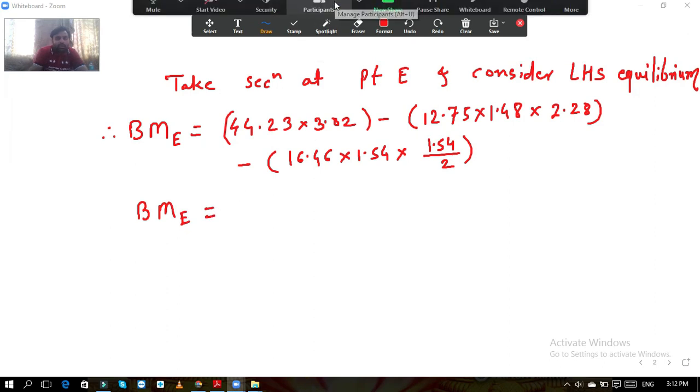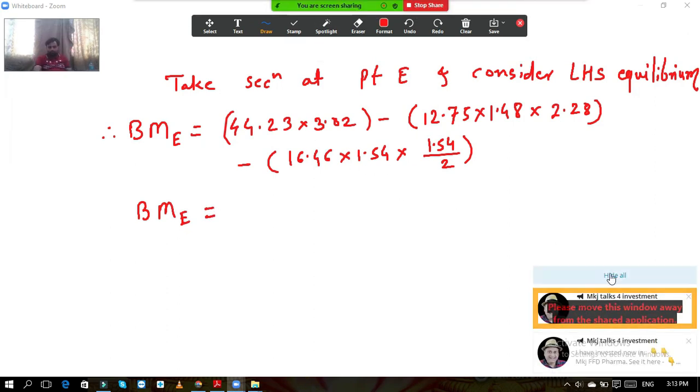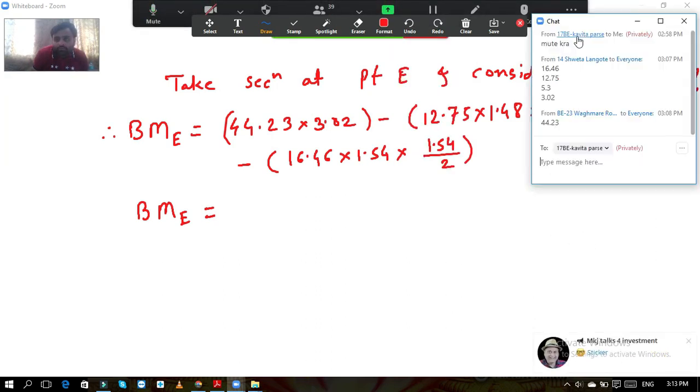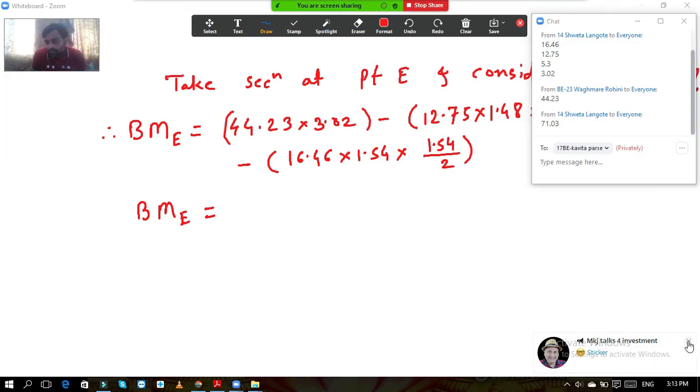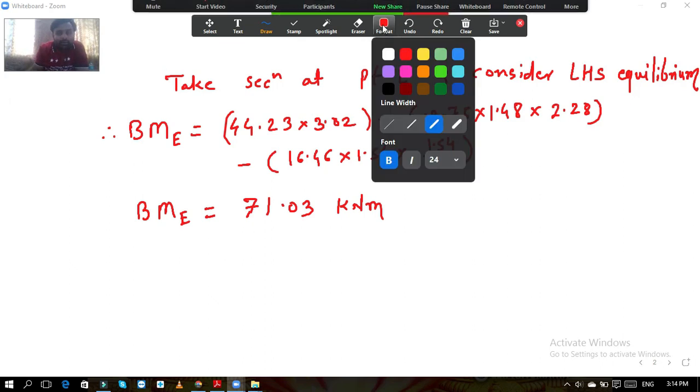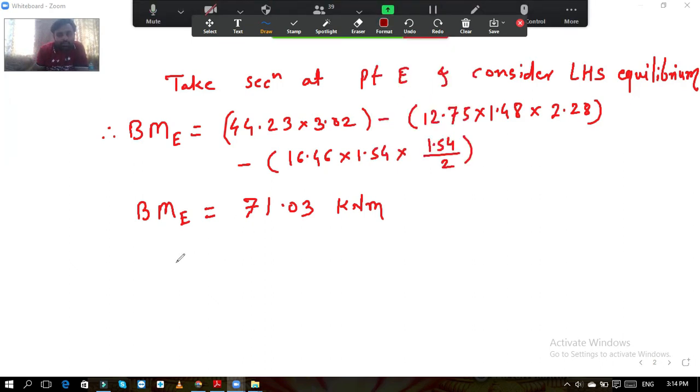Let me know the answer. It is 71 point something? 71.03. Okay, so it is 71.03 kilonewton meter. So this is your maximum bending moment. Now after the calculation of bending moment, we will take the check for depth.